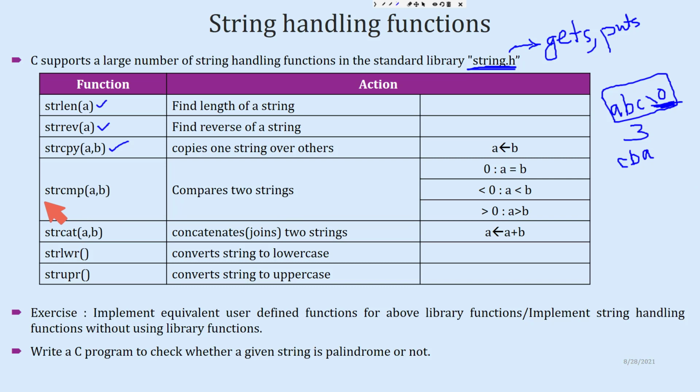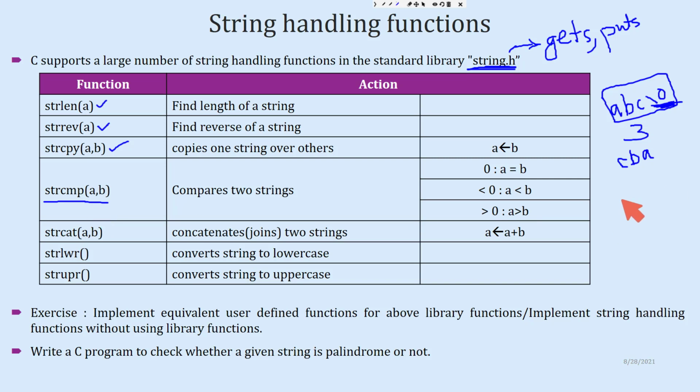This one is important, listen carefully. strcmp a comma b. Here we are comparing two strings. Comparing two strings actually means the comparison is based on the ASCII value.